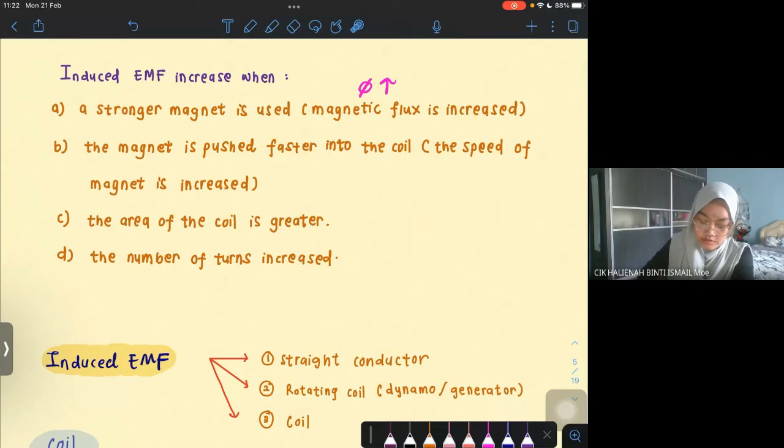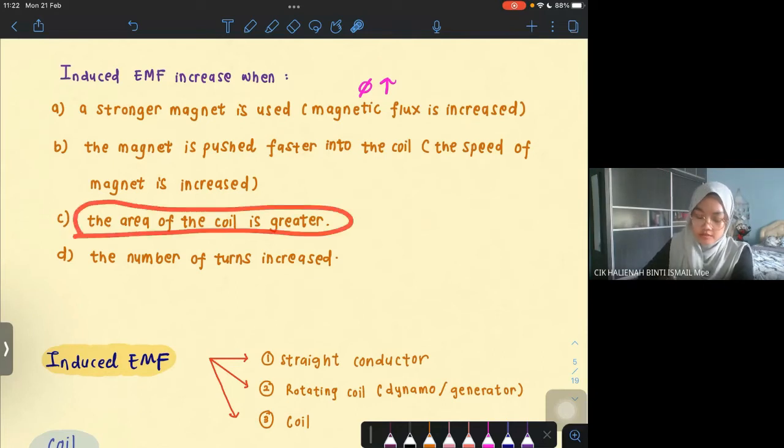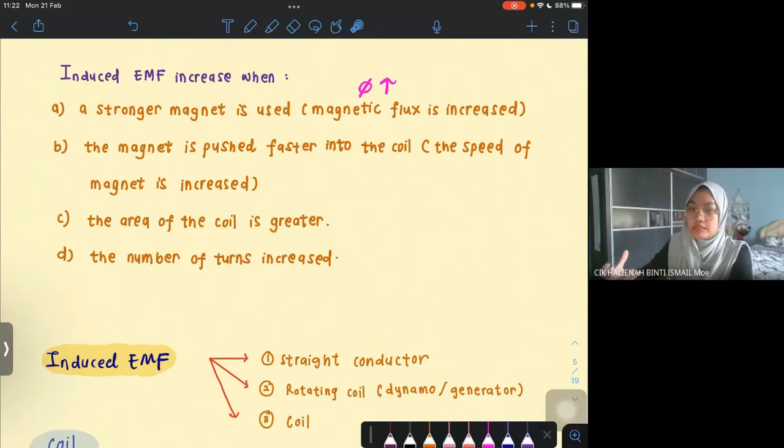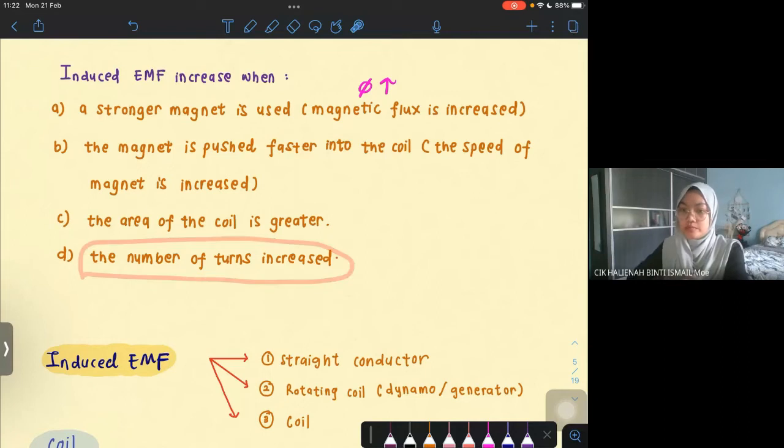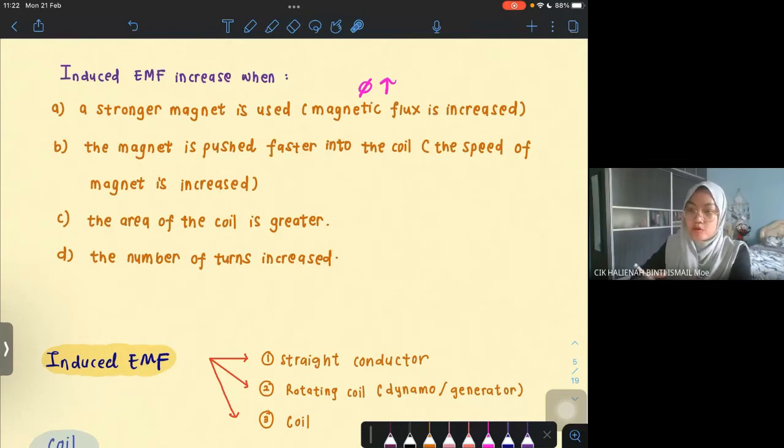to use a coil with greater area. So the area of the coil must be greater. The higher the area, the more EMF we can produce. And then the last one is we increase the number of turns. So like what Miss showed earlier, when we have more turns, the light, the bulb will be brighter. So when it is brighter, it will produce more EMF. More EMF means more current. Okay.